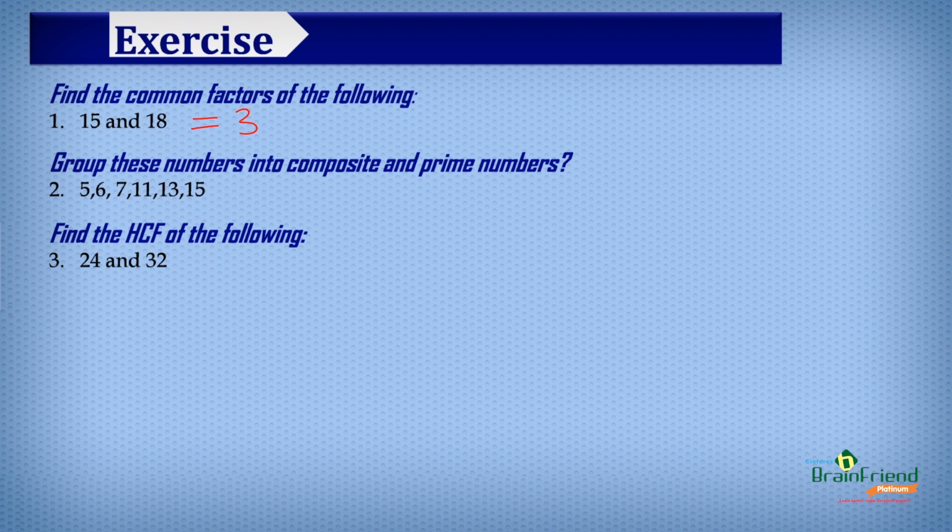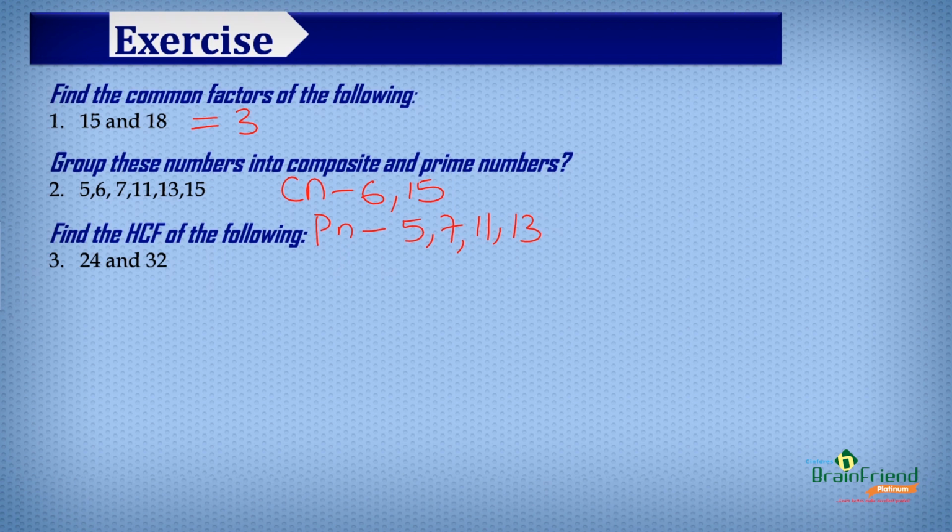The next instruction says group these numbers into composite and prime numbers. Now, if you choose to call composite numbers Cn, our composite numbers here are 6 and 15. And if we choose to call prime numbers Pn, our prime numbers here are 5, 7, 11, and 13. Now, the last question says, find the HCF of the following.